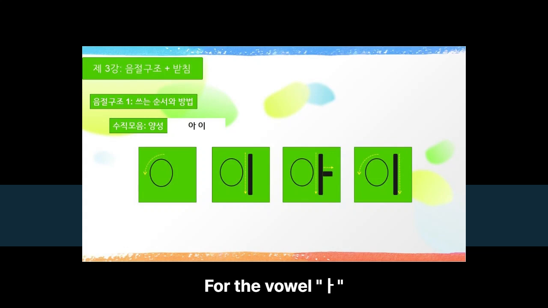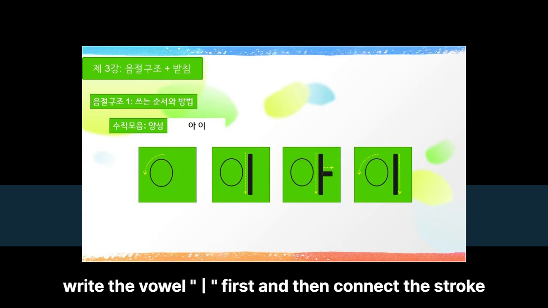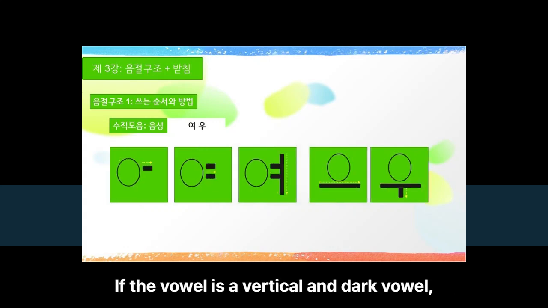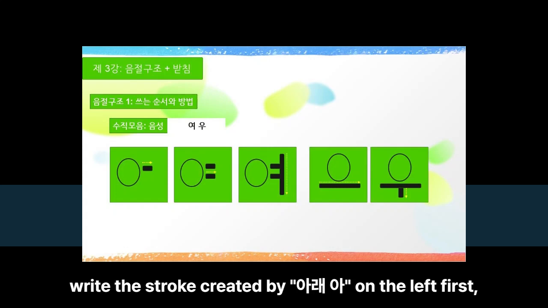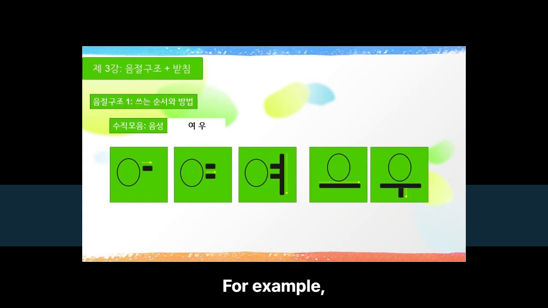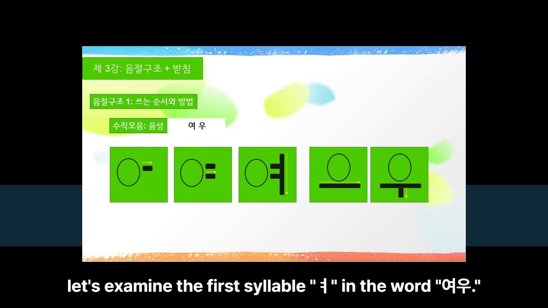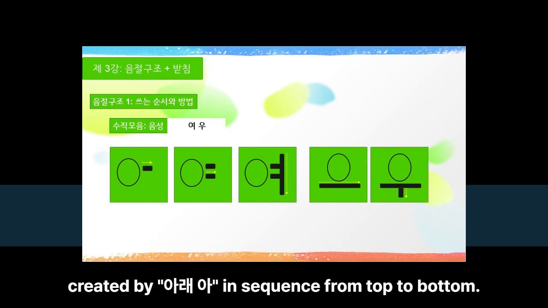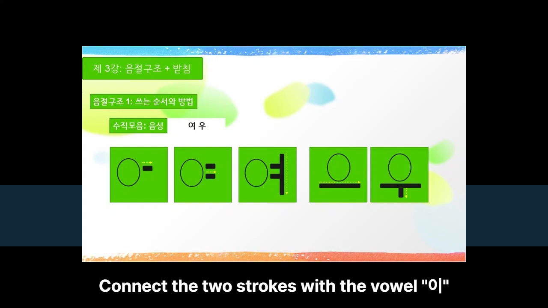For the vowel, write the vowel e first, and then connect the stroke created by area to the middle of the vowel e. If the vowel is a vertical and dark vowel, write the stroke created by area on the left first, then connect it with the vertical vowel e from the right. For example, let's examine the first syllable, ya, in the word yewu. First, write the consonant iyang on the left, then write the 2 strokes created by area in sequence from top to bottom. Connect the 2 strokes with the vowel e.